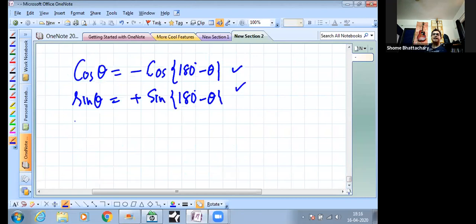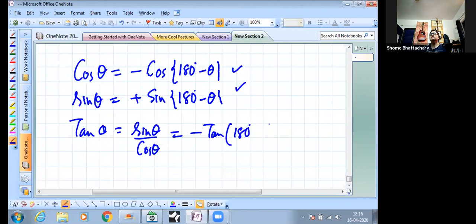Okay. And tan theta, finally, the third part of this formula, you can define it as sin theta by cos theta. So by that logic, it actually becomes minus of tan of 180 minus theta, because this is positive and this is negative, so the ratio becomes negative. So these are the three formulae that we use for calculating the trigonometric functions sin, cos, and tan of any obtuse angle. So as I was telling you, this is extremely important for us in vector application.